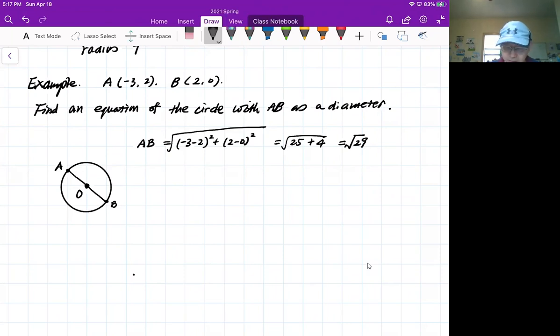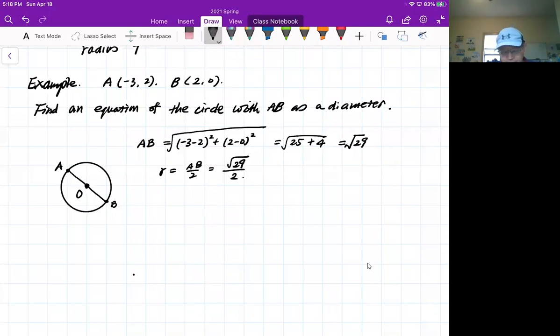So 25. Right. Everybody's good. And now, the radius is just half of that. The radius is AB divided by 2. So I can get 29, take a square root, and divide by 2, right?